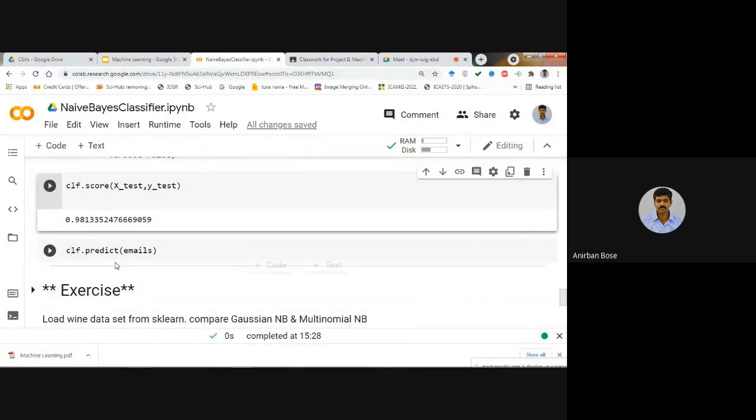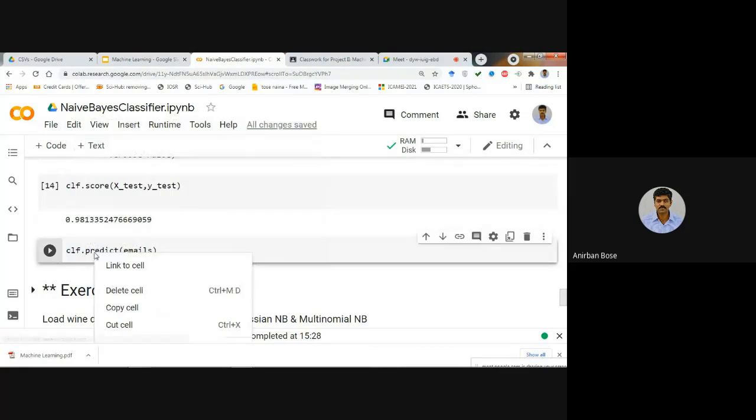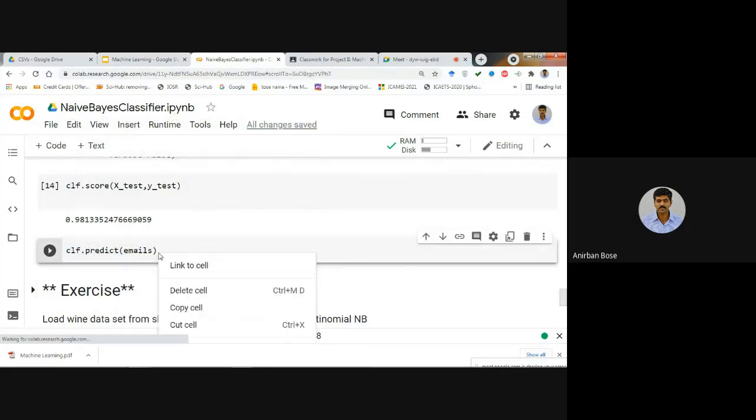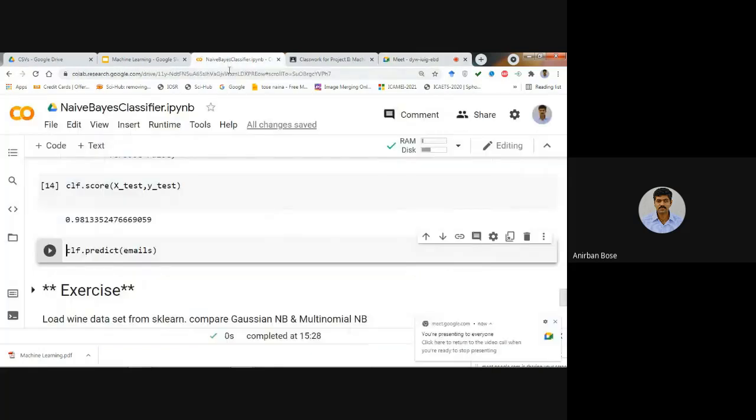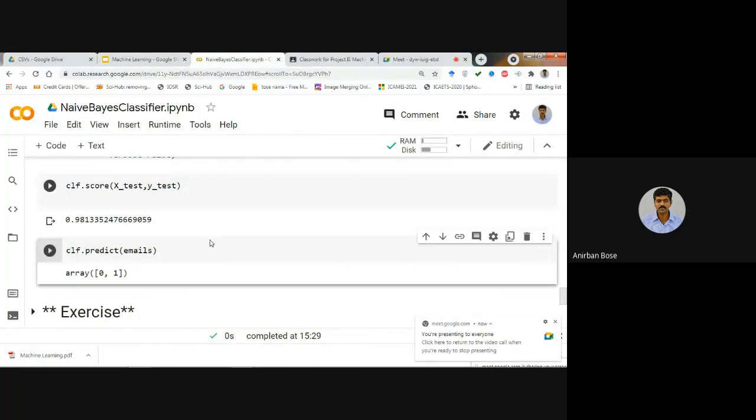And finally, to predict the emails, where the emails are in text form, you can use that in exactly a similar way, using CLF dot predict, and you see that it will give you the result.